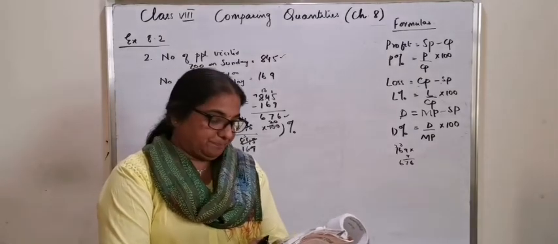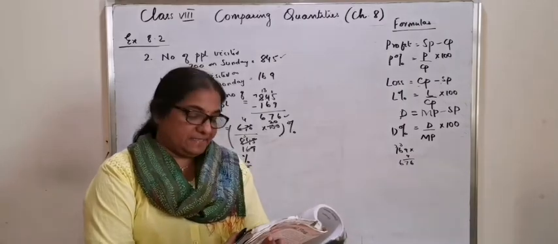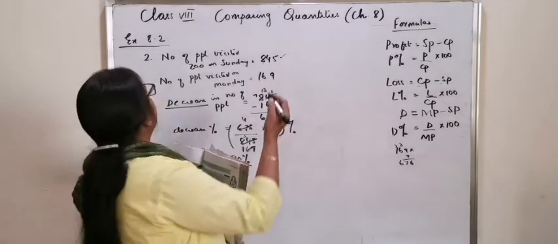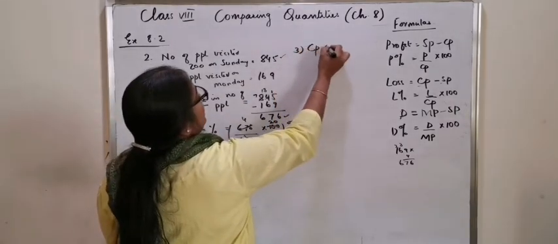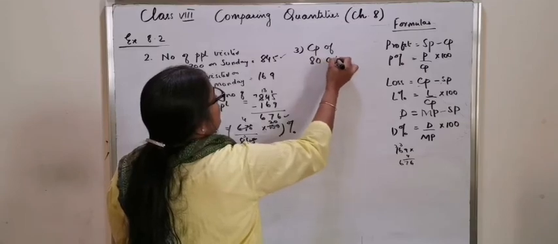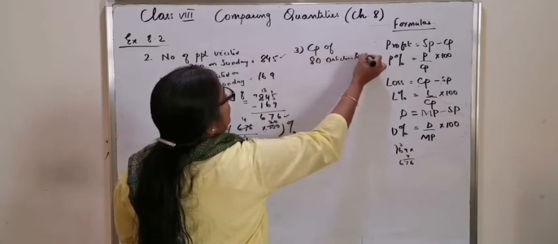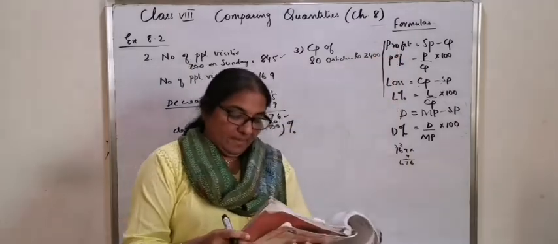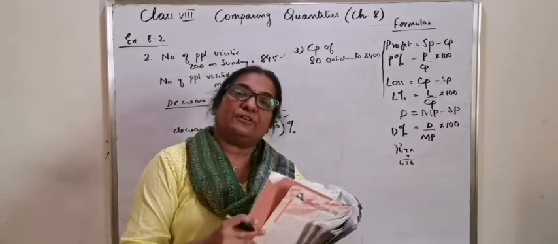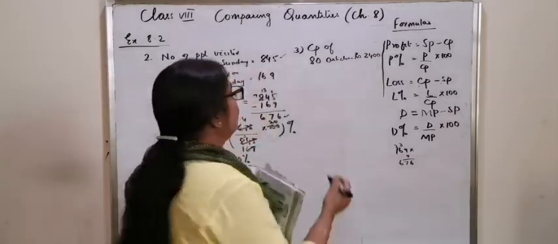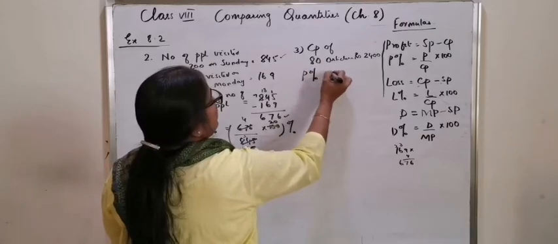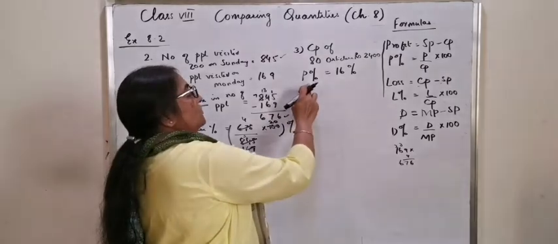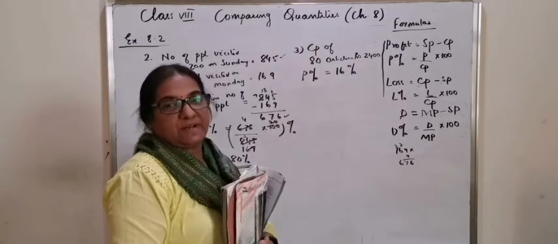Question number 3. A shopkeeper buys 80 articles for rupees 2,400. From that, what did you understand? Cost price of 80 articles is equal to rupees 2,400. And he sells them for a profit of 16%. That means profit percent is given as 16%. And this profit percent is always calculated on the cost price of the article.